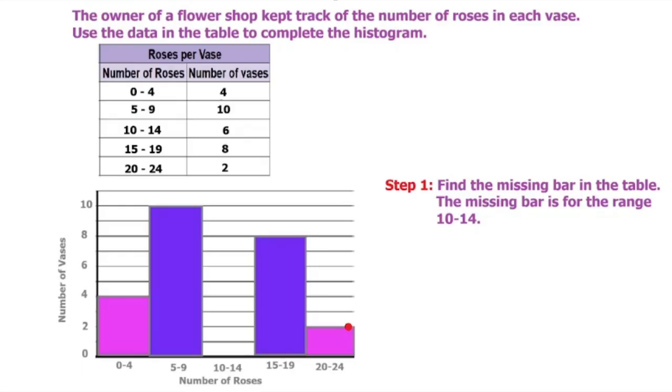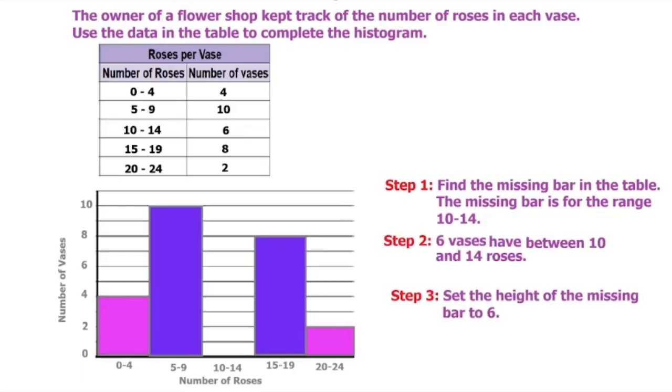So we know 6 vases have between 10 and 14 roses. That's this. Now, set the height of the missing bar to 6, because we know it's 6. This is 6, so the missing bar is going to be this high. So then all we need to do is fill it in, and that's it. And that's how you do this type of problem. And it's that simple.